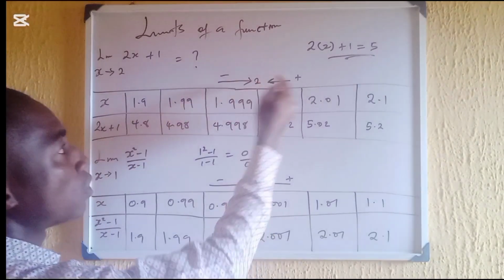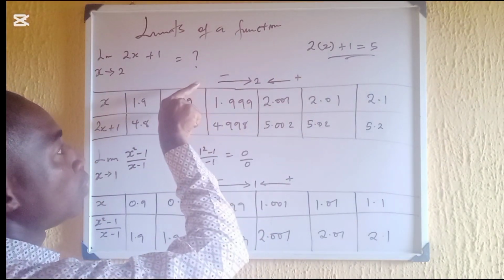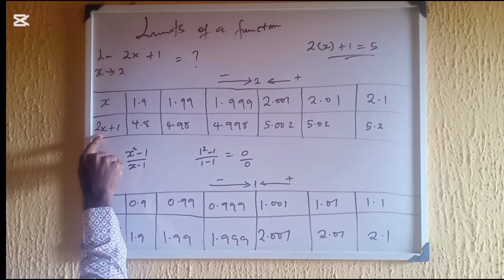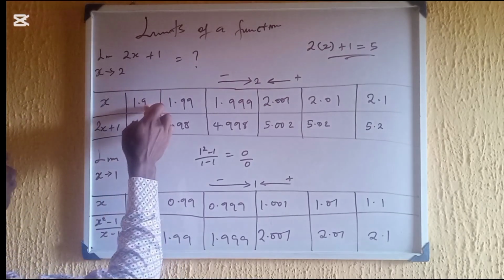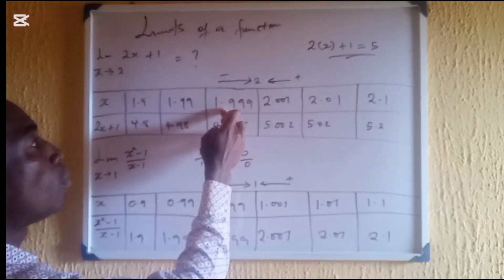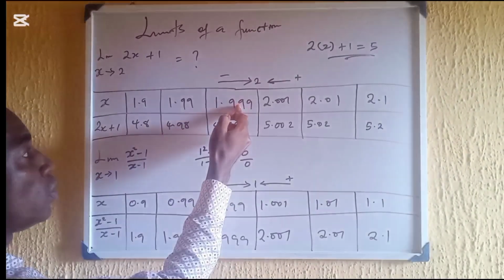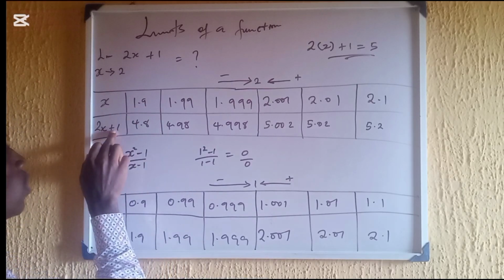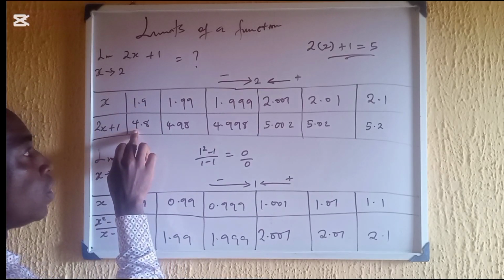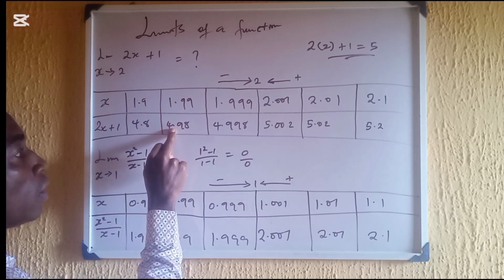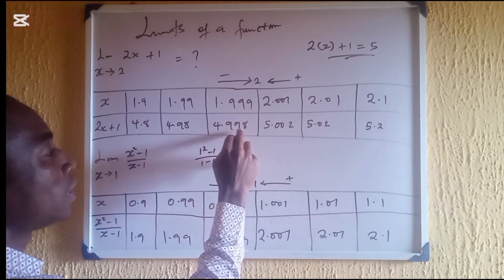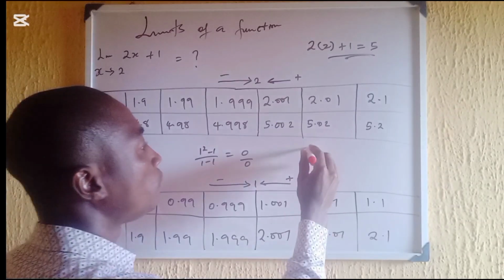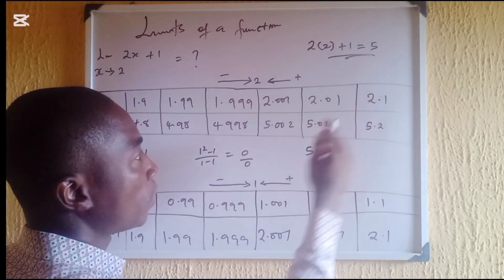So I have 2 here. I'm approaching from the right, and I'm also approaching from the left. So here is x, and here is our function, 2x plus 1. So we have 1.9, 1.99, 1.999. So you can see that this value is bigger than this is bigger than this. So what happens to the function? 2x plus 1 is equal to 4.8. Now, when we go further, we have 4.98. We'll go further again, we have 4.998. So you can see that the value is tending towards what? 5.